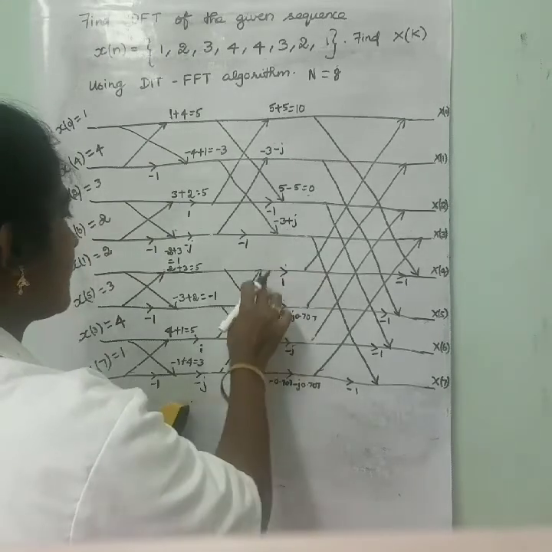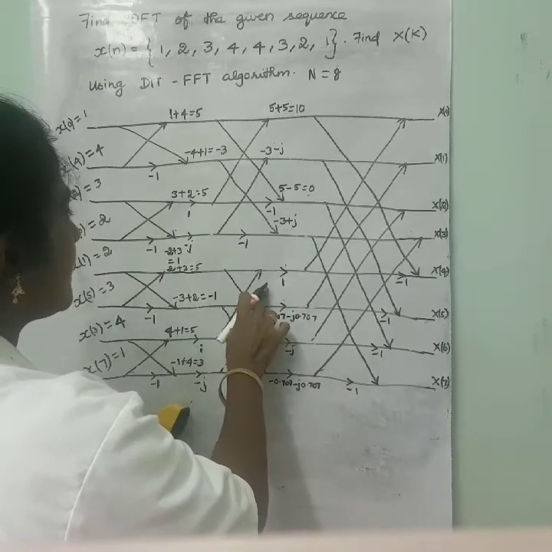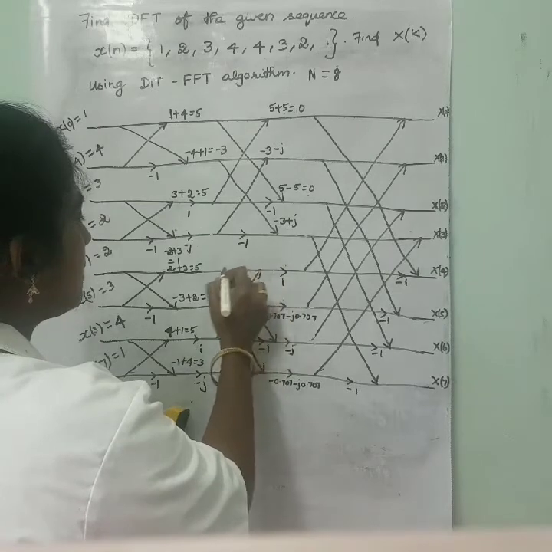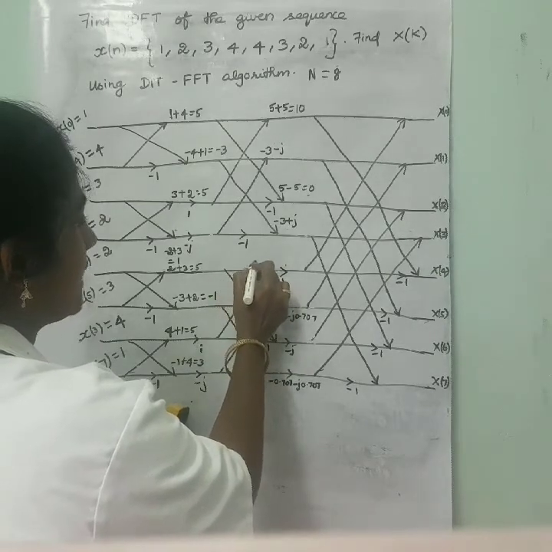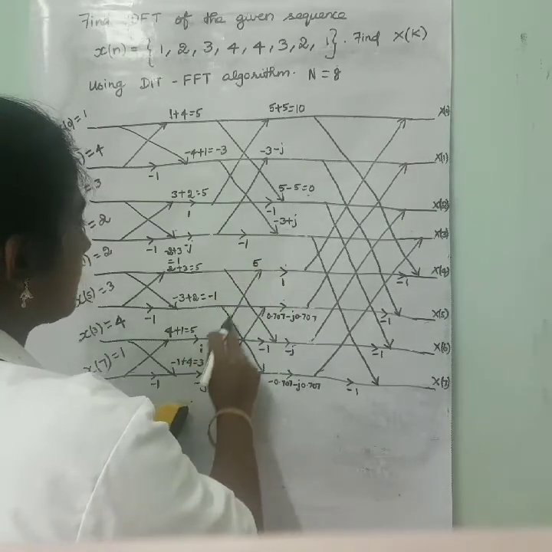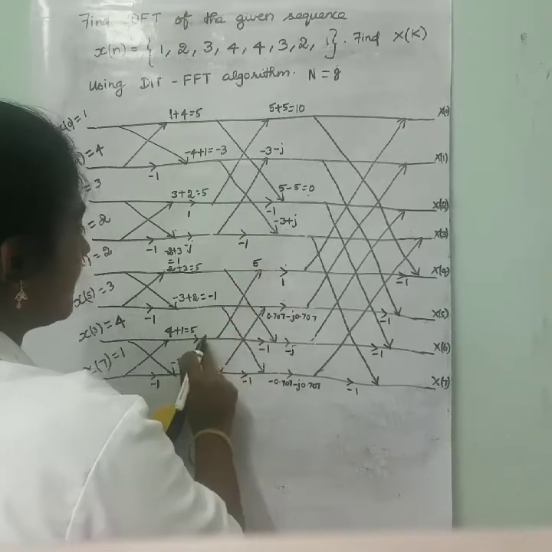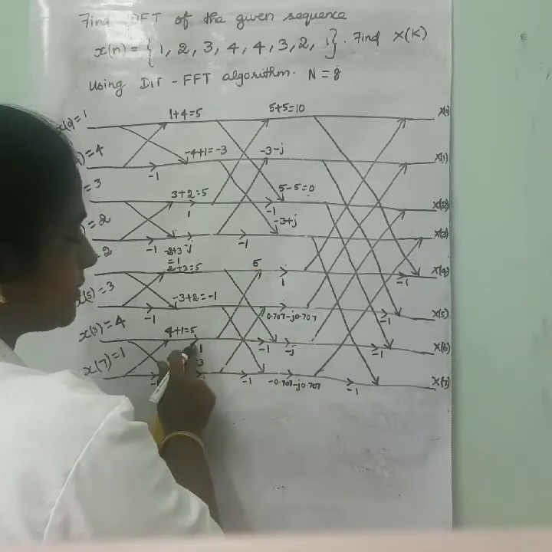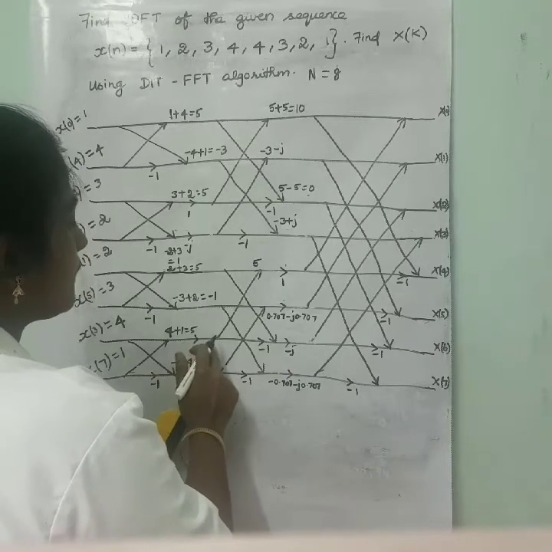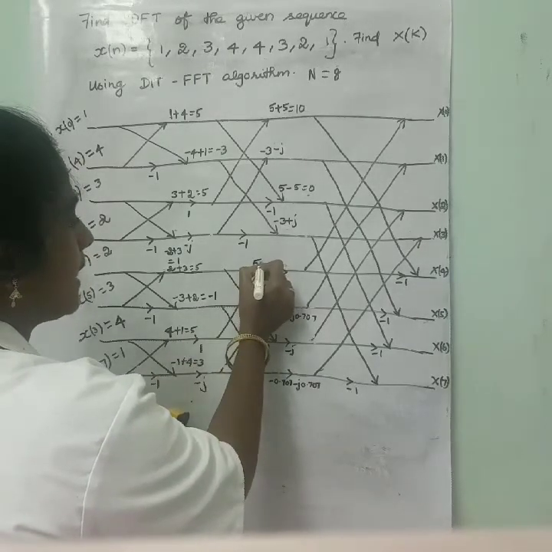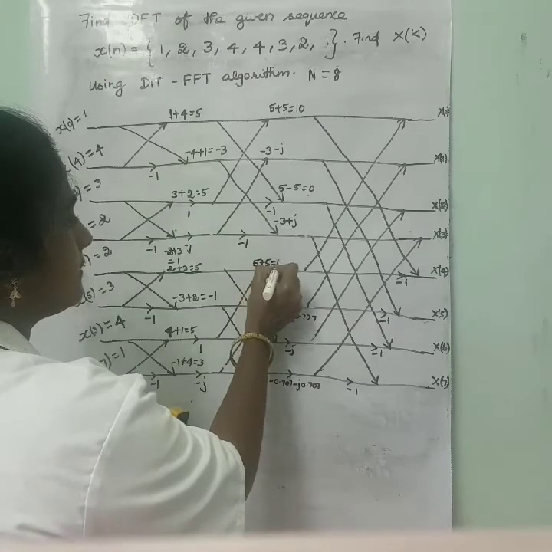So next we have to come to the fifth line. In the fifth line the value is 5 and this arrow comes from the seventh line. The seventh line value is 5. 5 into 1, this one also you have to multiply, so 5 into 1 is 5. So you have to add 5 plus 5 is equal to 10.